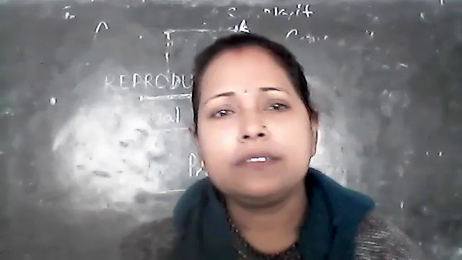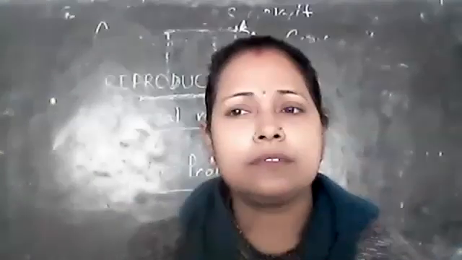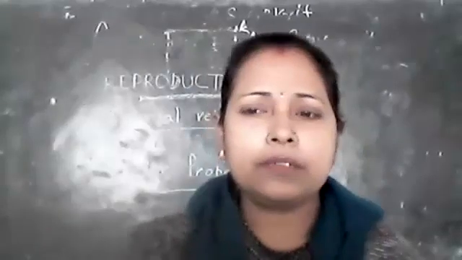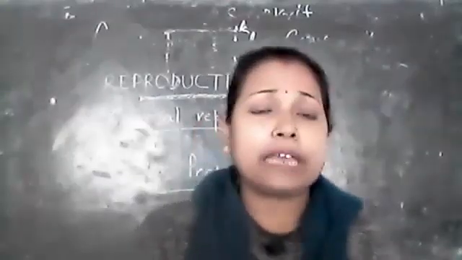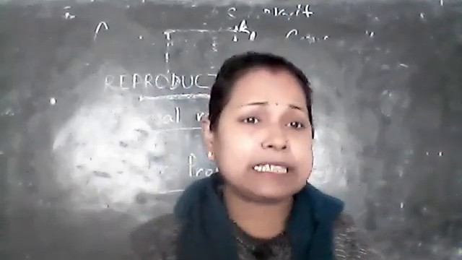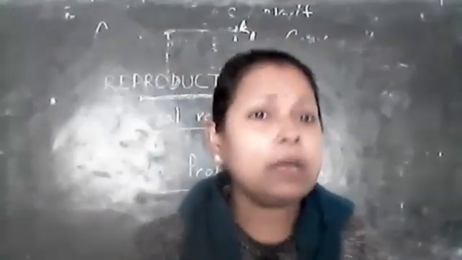Anyone? Ma'am, apical meristem and tissue? Yes. Meristematic tissue, very good. Apical, lateral, and intercalary. That you people have learned in class 9. Very good. See, so these are the portions wherever the meristematic tissues are present. That is the growing region of the plant.